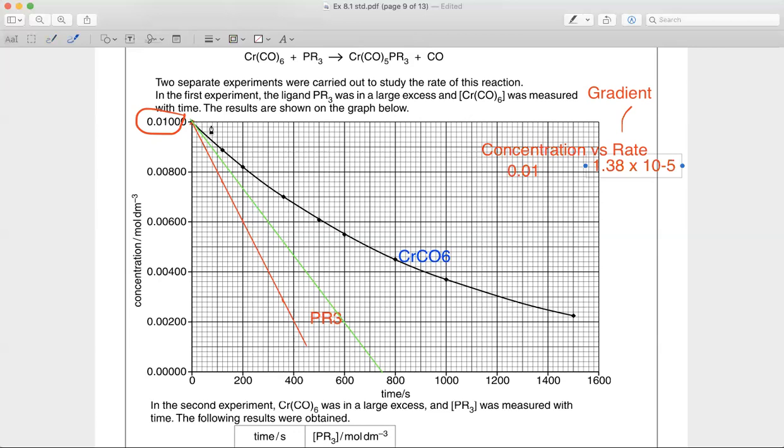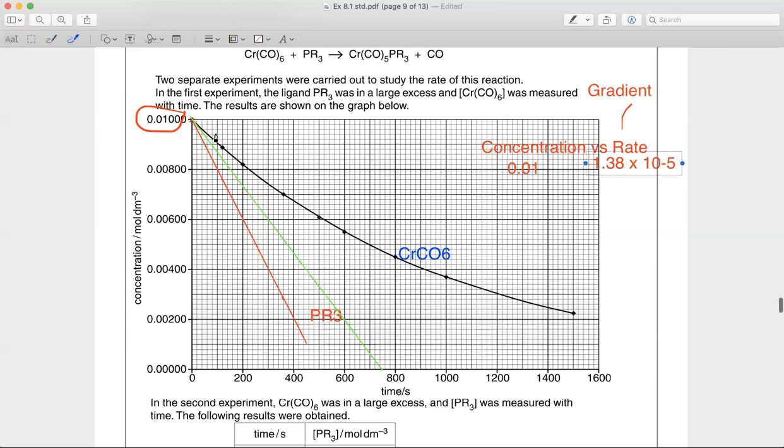Okay, that's one. Now I need to compare two, just two. So I find another one. The easiest one is half of that, which is at 0.005, which is at this point. Okay, so I need to draw another tangent because I want to find the rate.